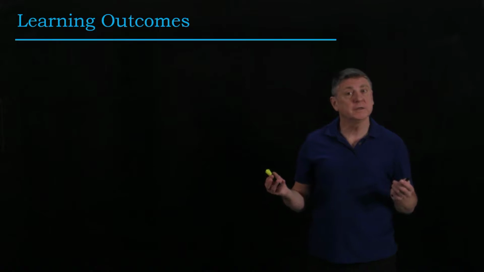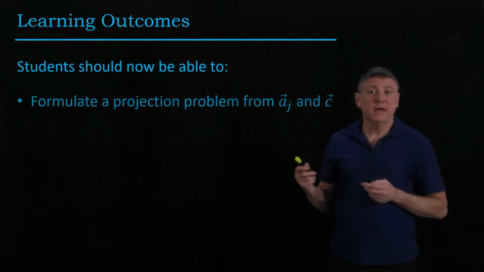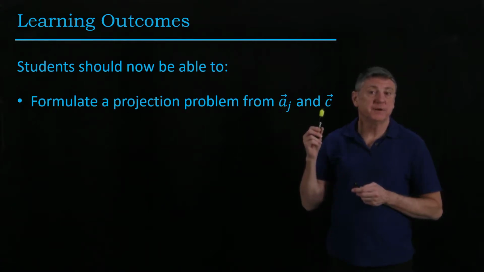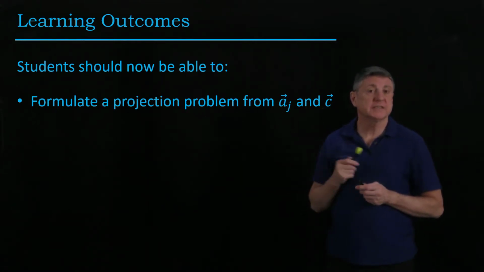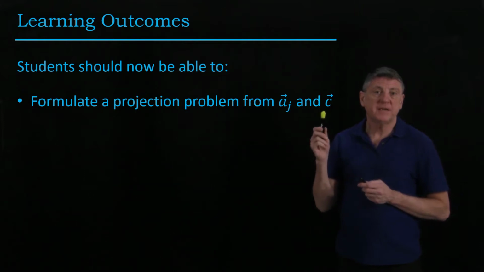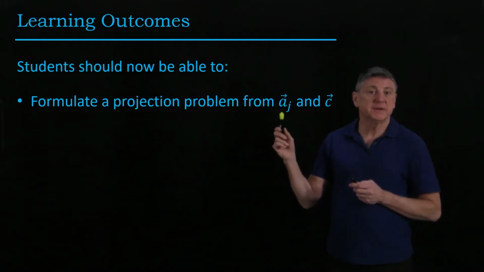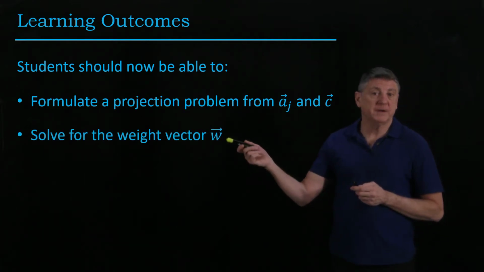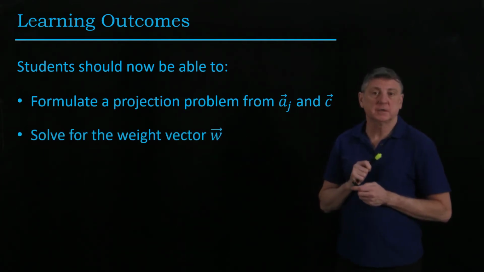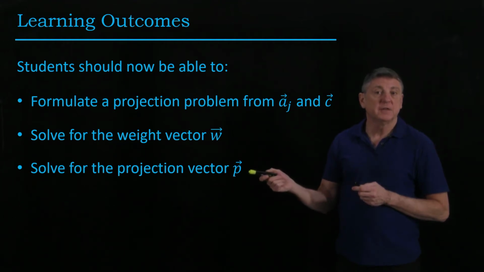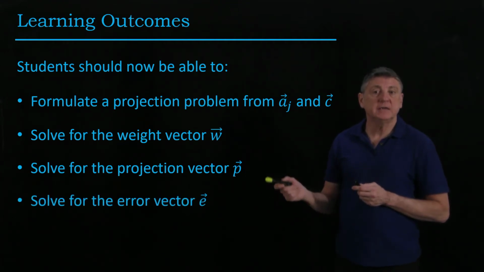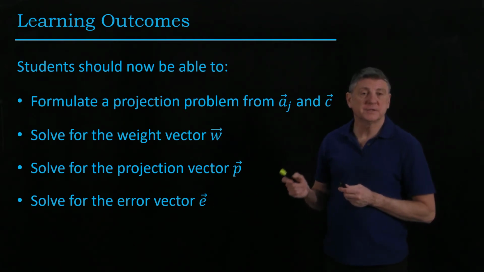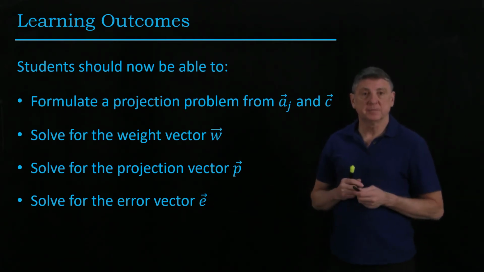So, what have we learned in this lecture? We're now able to formulate a projection problem. Given a set of basis vectors and a new vector, we can formulate this as a projection problem of finding the nearest vector in this vector space to this new vector. We can solve for the weight vector W that performs that projection. We can find the vector that is the projection, and if required, we can find the error vector. And we can do all of this using the techniques that we've developed in this lecture.